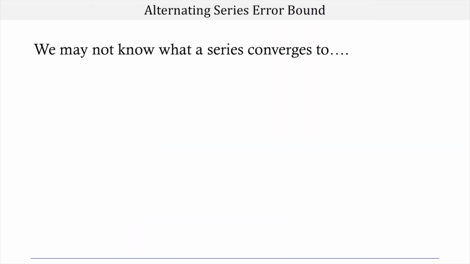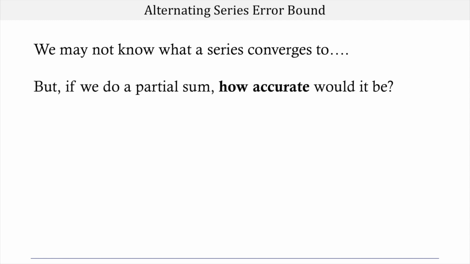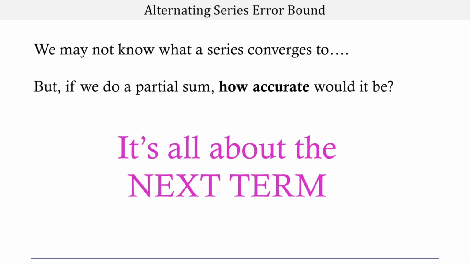Now, the alternating series error bound. We may not know exactly what a series converges to, but if we do a partial sum, how accurate would it be? Now, in this part of the lesson, it's all about the next term. Let me say that again. It's all about the next term. I'll show you what that means.